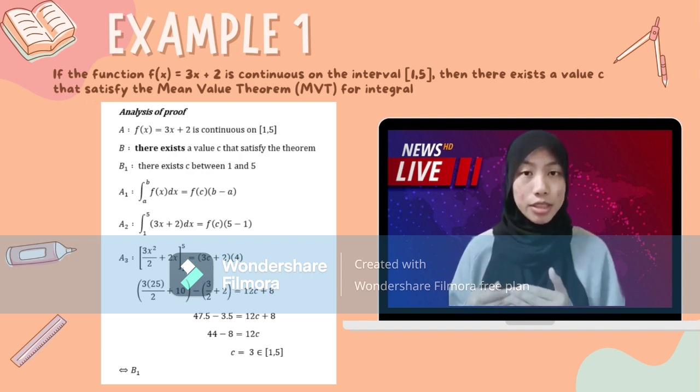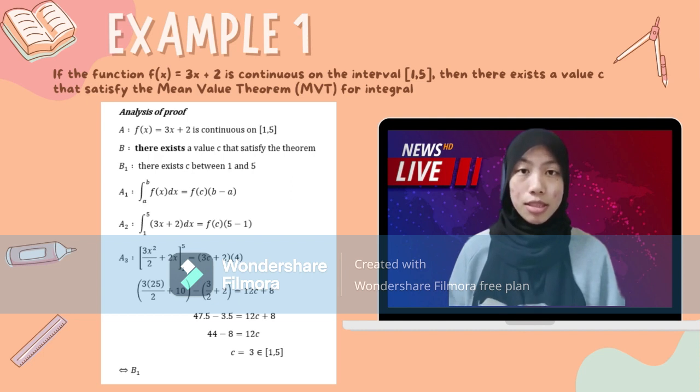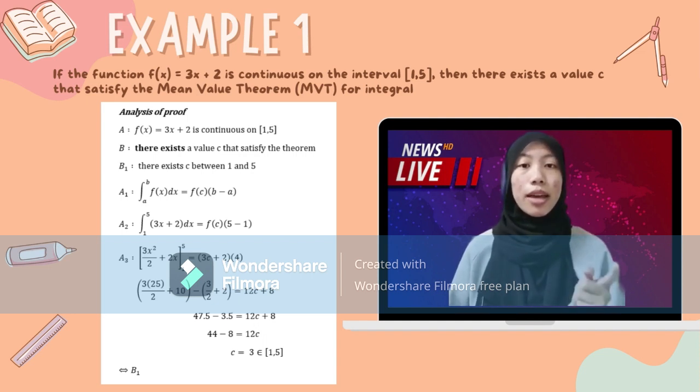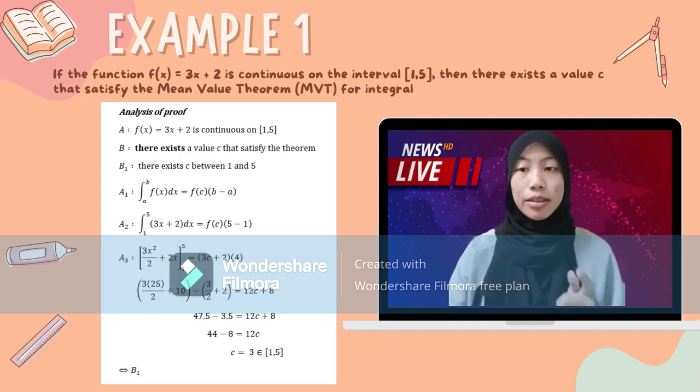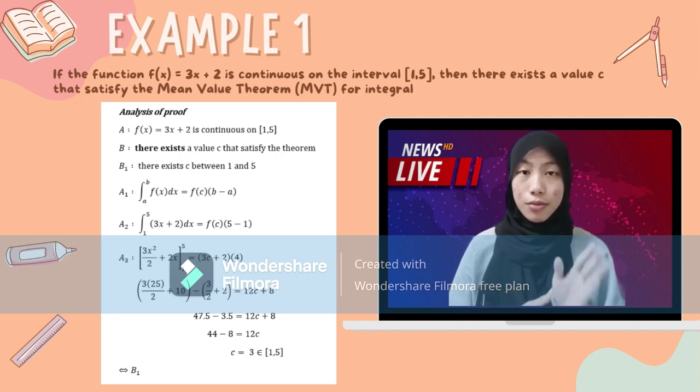By using this proposition, we can analyze the hypothesis A, which is f(x) equals 3x plus 2 is continuous on [1, 5]. And the conclusion B is there exists a value c that satisfies the theorem. So we look at B first, the backward process. How can we show that c can satisfy the theorem? Of course, we have to show that c is in between the interval given. So B1 will be there exists c between 1 and 5.